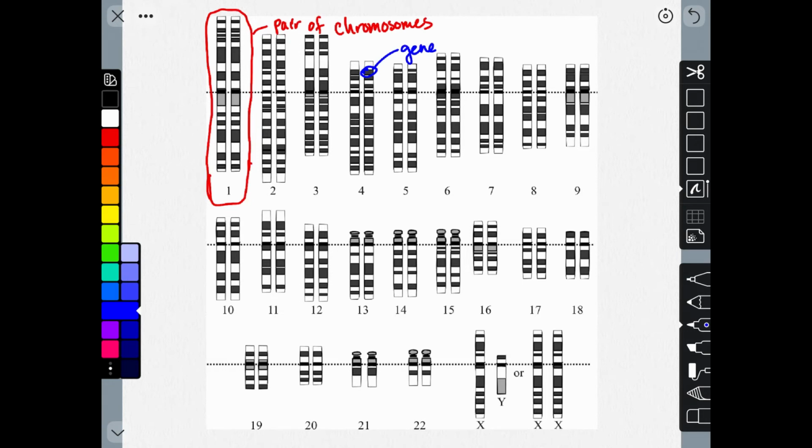You'll notice as we go down through our 23 pairs of chromosomes, when we get to this area right here, if you have an X chromosome and a Y chromosome, you're a boy. If you have two X chromosomes, you are a girl. And that's related to the genes on those chromosomes, and that's sort of what helps create those morphological differences between boys and girls.